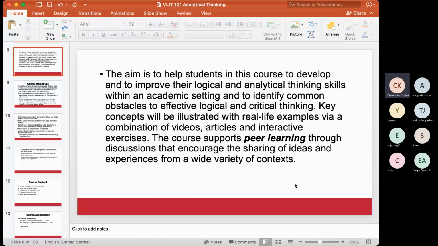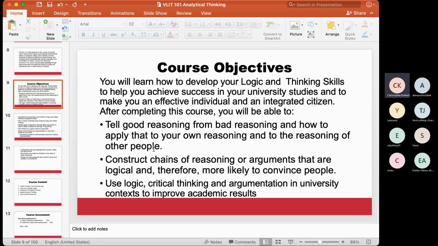These are the objectives, and there are three. First, tell good reasoning: by the close of the course, you should be able to say this is a good reason, this is a bad reason. Second, you should be able to construct chains of reasoning or argument that are logical and therefore more likely to convince people. Third, use logic, critical thinking, and argumentation in the university context to improve academic results. By the close of the day, you should be able to do well in your academics and improve yourself greatly in your academic work.